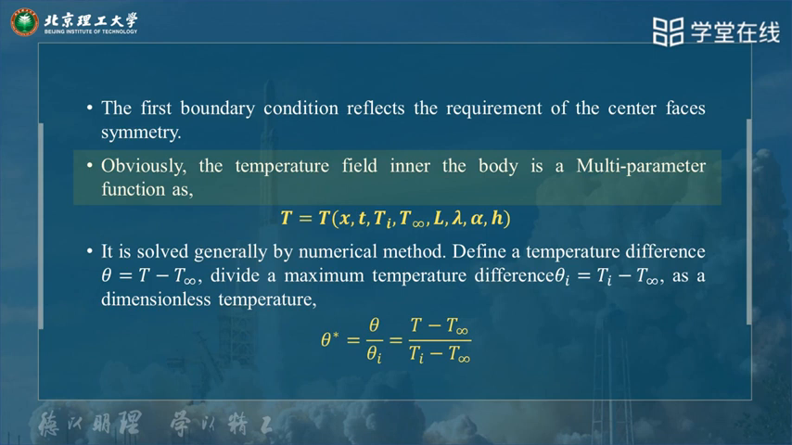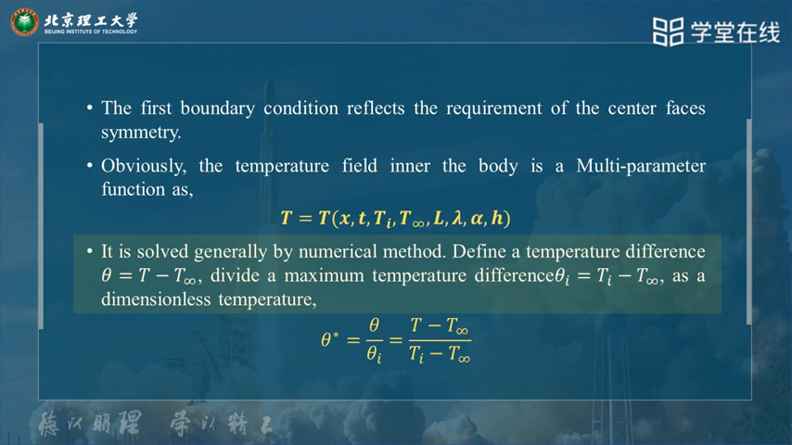Obviously, the temperature field inside the body is a multi-parameter function like this: T is a function of x, small t, capital T initial, T infinity, L, lambda, alpha, h. Many factors influence the temperature field. It is generally solved by numeric methods, and generally it is very difficult to obtain the solution. So for convenience, define a temperature difference theta equals T minus T infinity, and the maximum temperature difference theta I equals Ti minus T infinity.